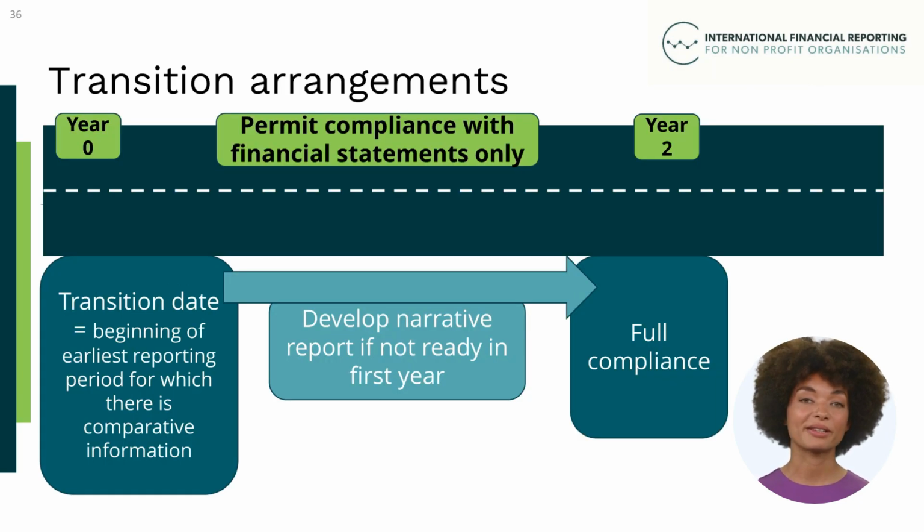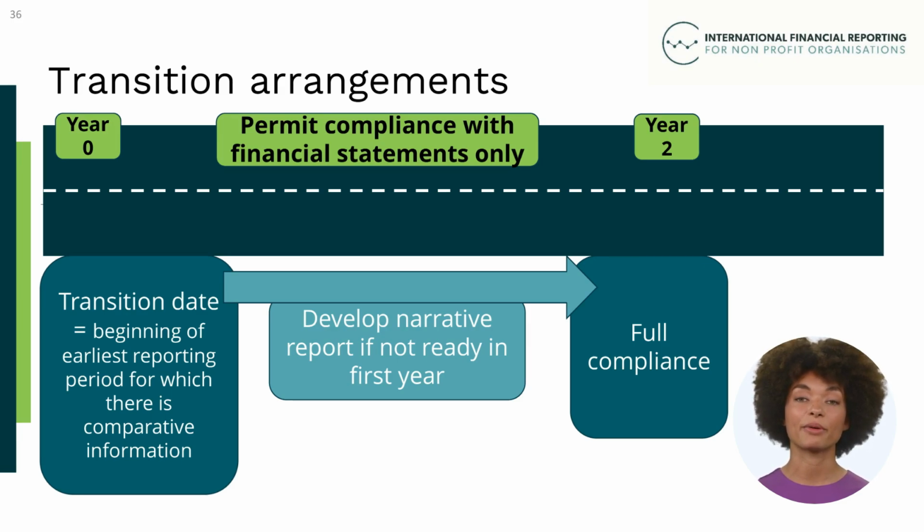The date of transition to INPAG is the beginning of the earliest reporting period for which the NPO provides full comparative information in the financial statements. A transition period is permitted if required. This allows confirmation of compliance with the requirements to be made only for the financial statements, without the narrative report, for the first 2 years. The narrative reporting requirements must be met within 2 years of the first financial period for which compliance with the financial statements is expressed. Compliance for the financial statements only will not be possible after this point.